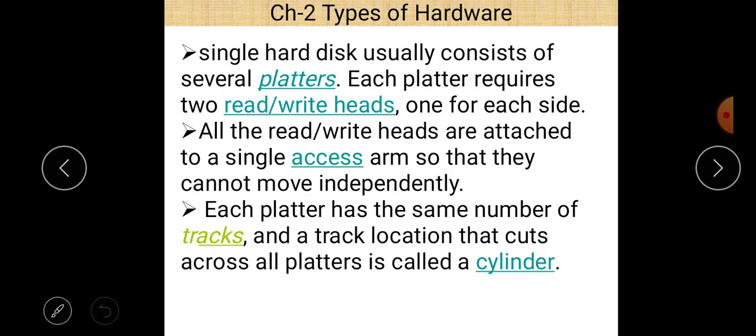So a hard disk is a magnetic disk, and it usually consists of several platters, and each platter requires two read-write heads, one for each side. All the read-write heads are attached to a single access arm so that they cannot move independently. Each platter has the same number of tracks, and a track location that cuts across all platters is called a cylinder.